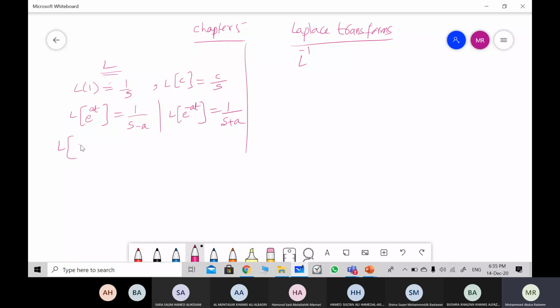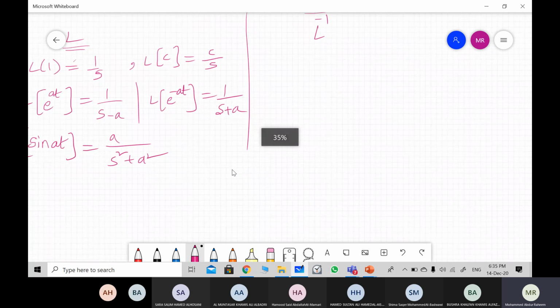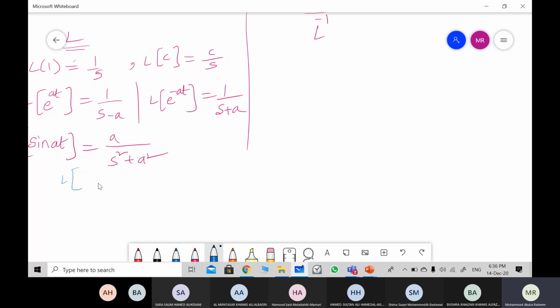L of sine a t is a over S square plus a square. L of cosine a t is S divided by S square plus a square. From where do we get a? This a is the coefficient coming here. This plus a and minus a, the sign change, is right here. Okay.